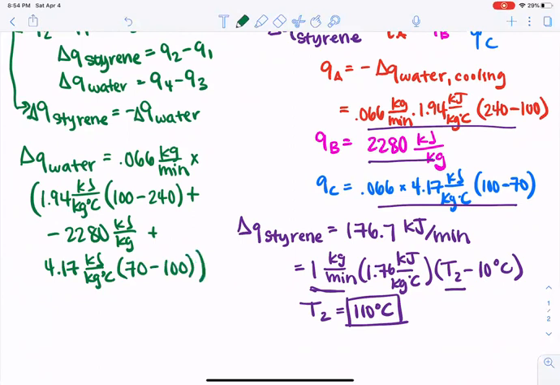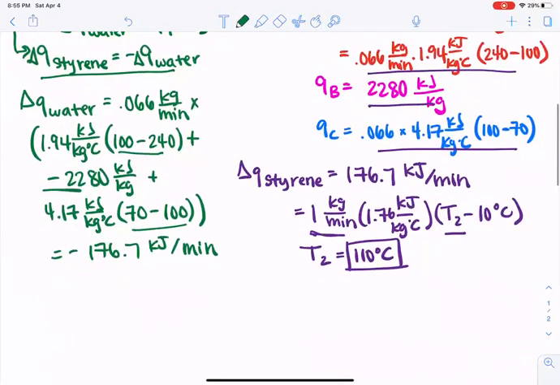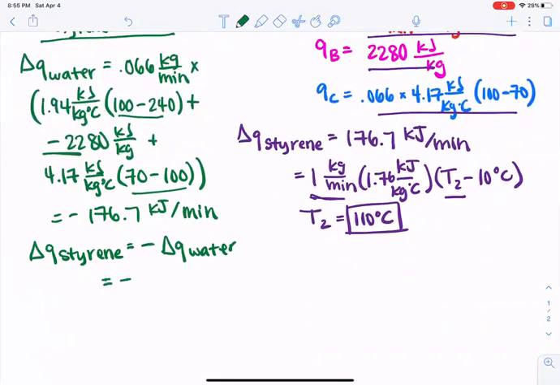And then all three of these terms are going to be negative, because 100 minus 240 is negative, obviously negative 2280 is negative, and 70 minus 100 is negative. And I'm going to get delta Q water is negative 176.7 kilojoules per minute. And I know from up here that delta Q styrene equals negative delta Q water, and so that equals negative of negative 176.7, which equals 176.7.